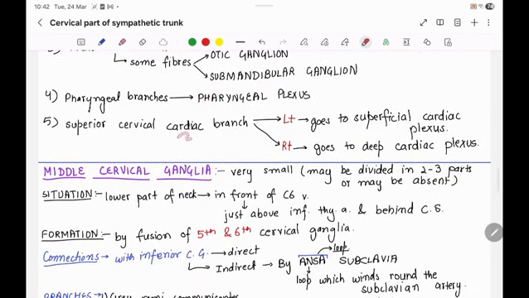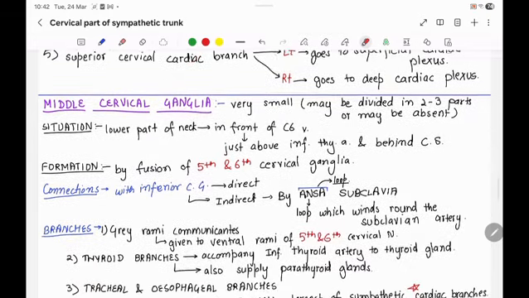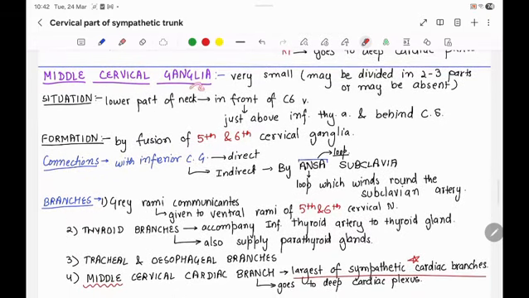Pharyngeal branches we have done, and this also we have done. Then we move on to the middle cervical ganglion. It is very small. It may be divided into 2-3 parts or may be absent. Its situation is in the lower part of the neck, in front of C6 vertebra, just above the inferior thyroid artery and behind the carotid sheath.